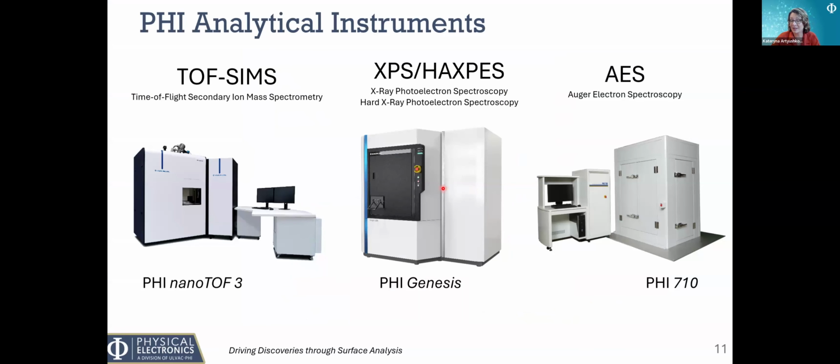So these are the three instruments that I will be presenting data from today that are in the portfolio of Phi. We have Phi NanoTOF-3, which is a time-of-flight mass spectrometer. We have Phi Genesis, that is our XPS system. And with hard X-ray, we still have HAXPES as an option. We also have an Auger option, which we'll be showing some examples of today as well. And of course, we have a standalone Phi 710 Auger electron spectrometer.